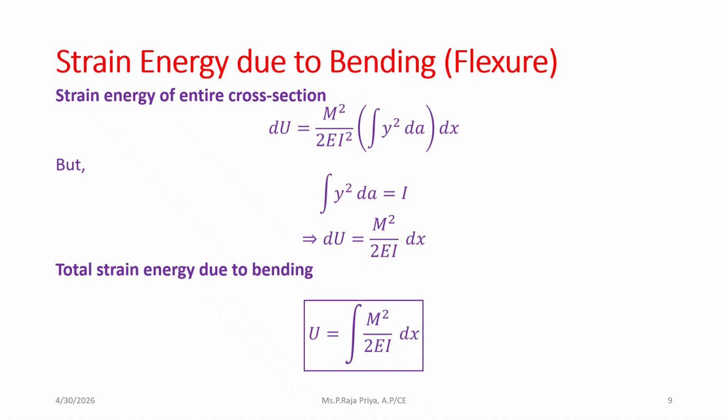The total strain energy will be the integral of M square by 2EI into dx. This is the strain energy stored due to bending or flexure, which is the integral of M square by 2EI into dx. Thank you.